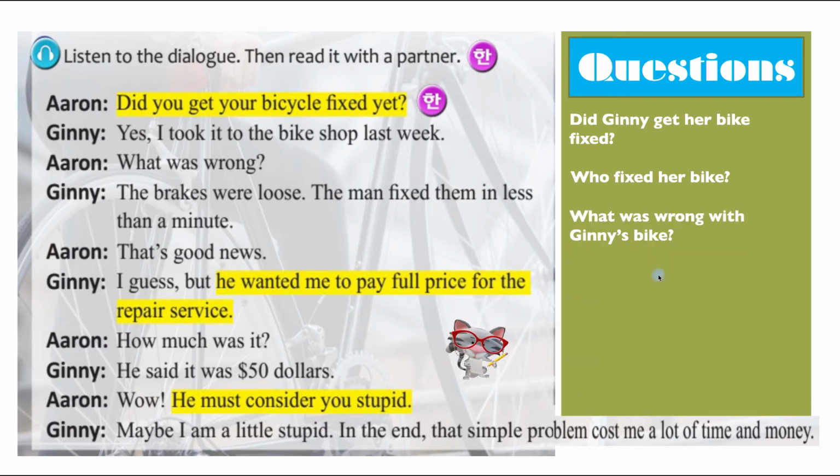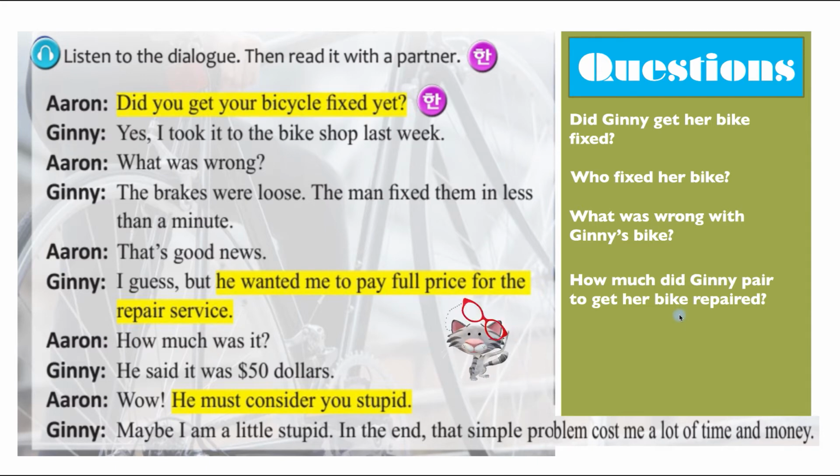What was wrong with Ginny's bike? Her bike's brakes were loose. Yes, her brakes were loose. So he only tightened it. Yeah, it was a simple problem. How much did Ginny pay to get her bike repaired? She had to pay $50. Yeah, we assume she paid $50.